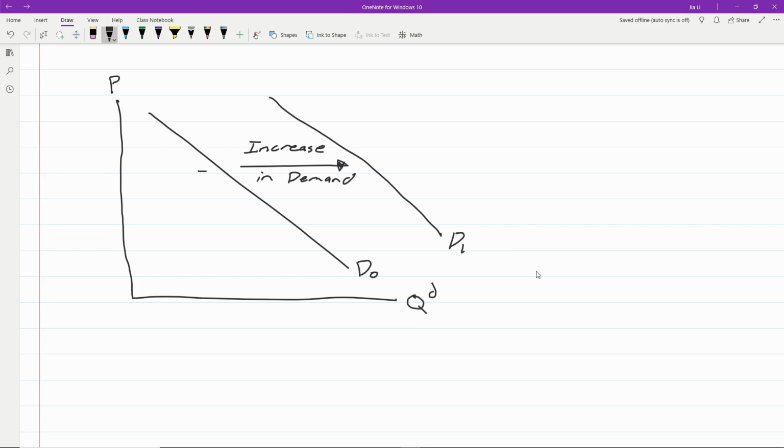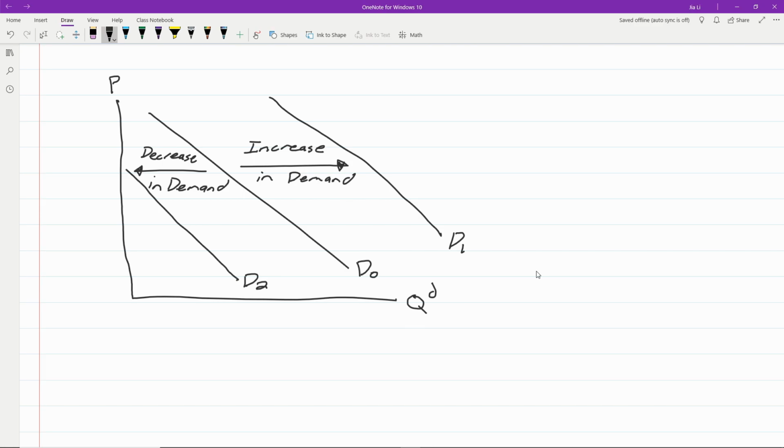Then just the opposite happens. If there's a decrease in demand, this curve shifts to the left instead. That would be at D2. So if one of these 5 things that I'll be discussing in this video changes, it will cause either an increase or decrease in demand. And this is how you show that change: by shifting the curve either to the left for a decrease or to the right for an increase.